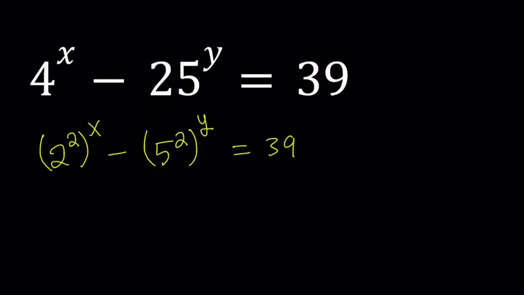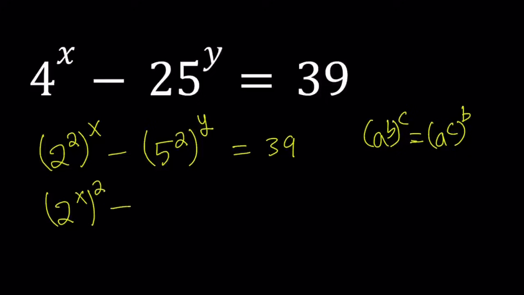All right, so notice that we have powers of powers. So think about the property of powers. When we have a to the power b to the power c, it means a to the power bc, but it can also be written as a to the power c to the power b. In other words, the powers can be switched. Here I'm going to do that. So let's write the 2 to the power x as 2 to the power x to the power 2 minus, and this second one as 5 to the power y to the power 2 equals 39.